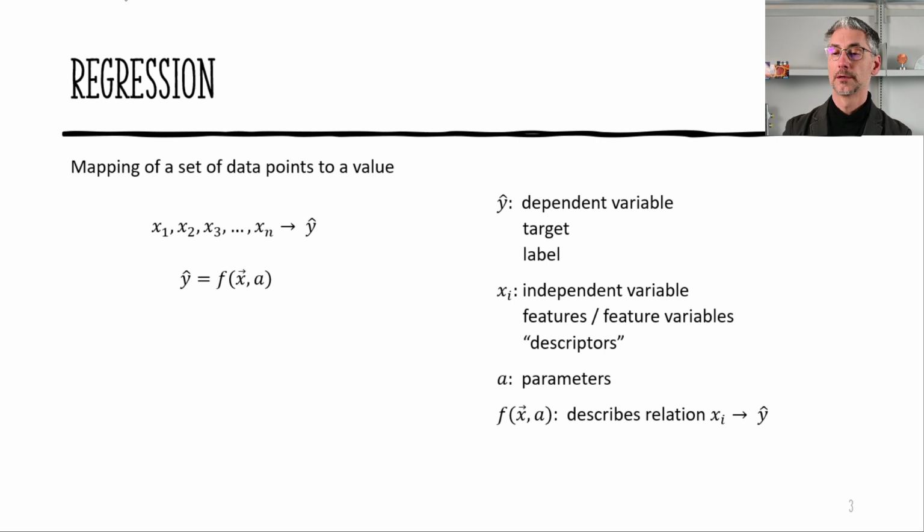So we start with our data, with our random variables x1 and so on, and we map this to our target value. So we call the y hat the dependent variable, the target, the label, and what the model does is that we make a prediction for this quantity, and this prediction is indicated by a little hat. The x are the independent variables, or our features or feature variables, and our model is the function f that depends on those variables x1 to n, and they also depend, at least in general, on some parameters. And this function describes the relationship or the mapping between the feature variables and the target variable y.